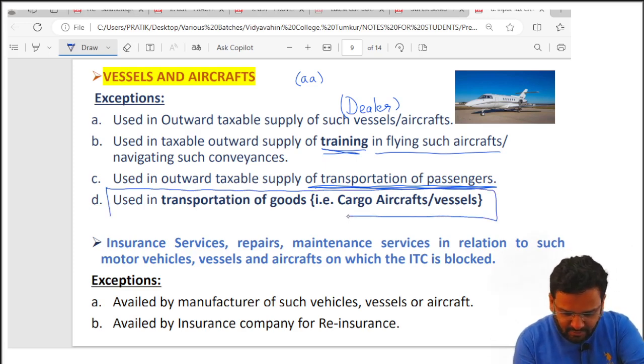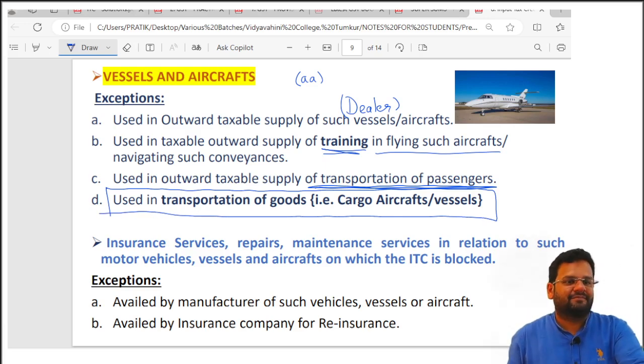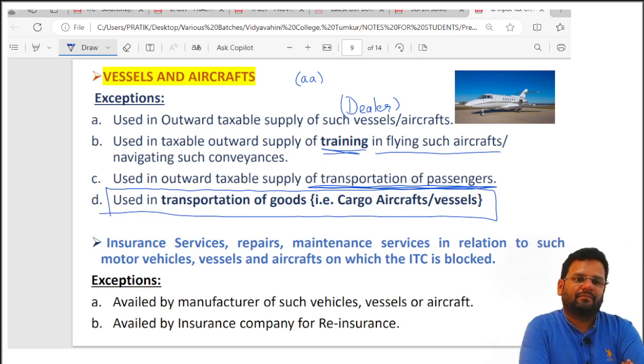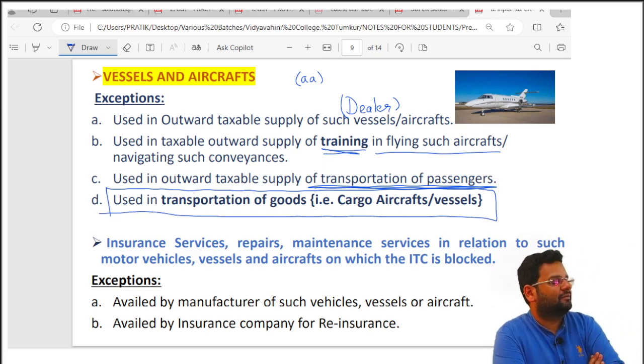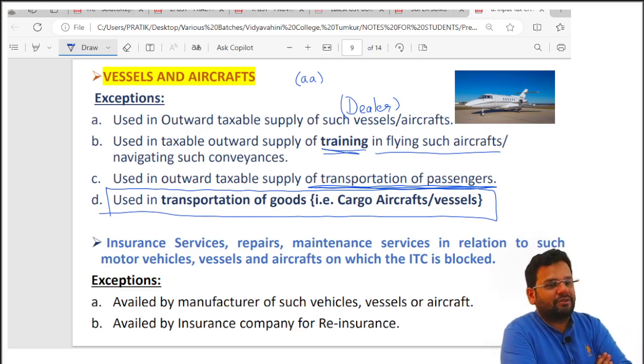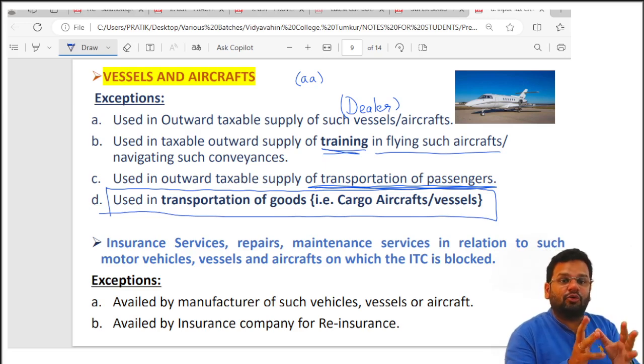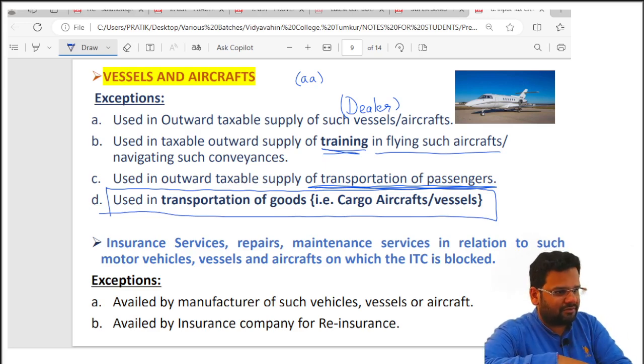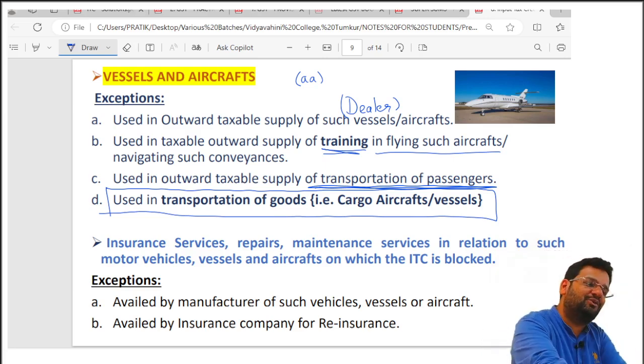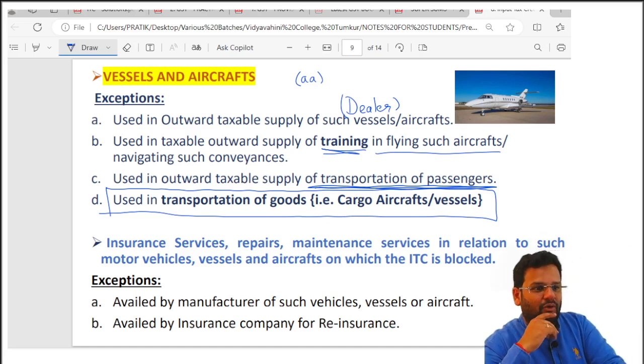Friends, read this point properly. What is different in this point? Goods is fine, something is different. It is just said used in transportation of goods. They can be own goods, or you can be engaged in outward taxable supply of transporting others' goods. Whatever it is, ITC will be allowed.